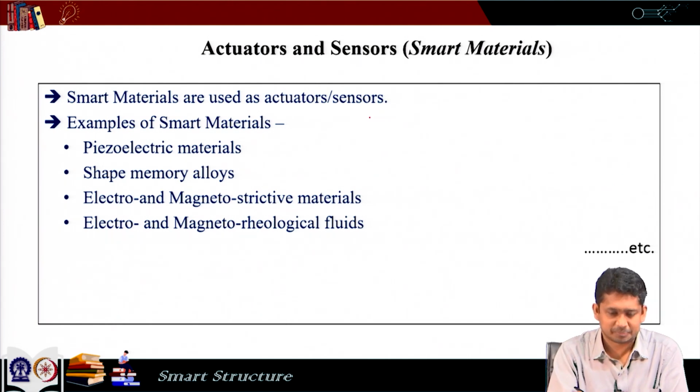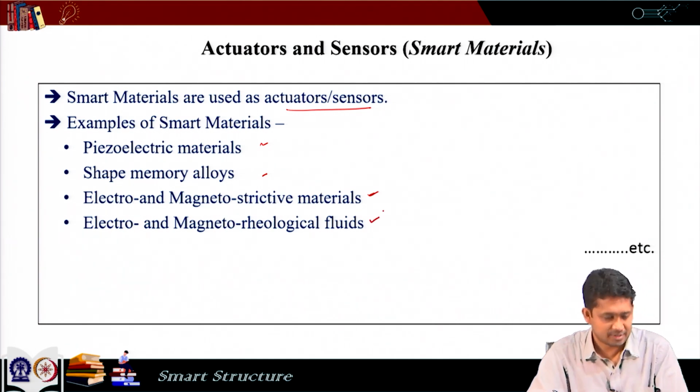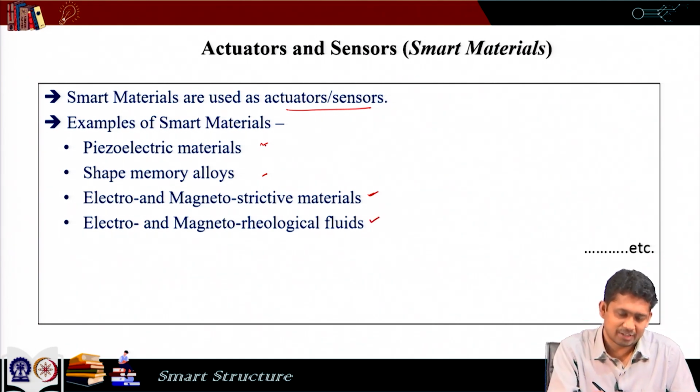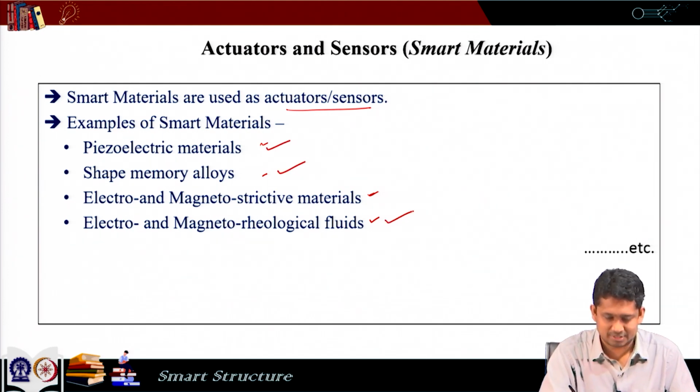Smart material actuators and sensors, as the name says, are made of smart materials, and smart materials have very unique properties which make them good candidates for actuator and sensor material. So, here are some examples of smart materials: piezoelectric materials, shape memory alloy, electro and magnetostrictive materials, and electro and magnetorheological fluids. In this course, we will talk about these materials in more detail.